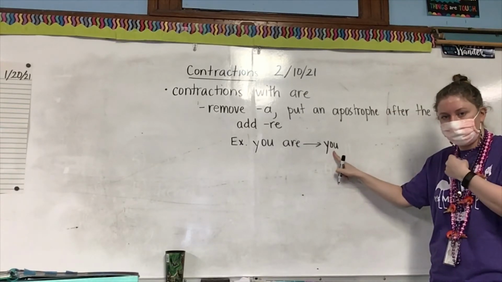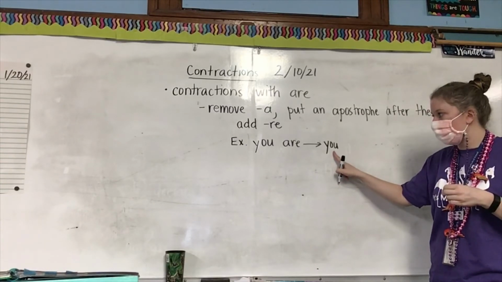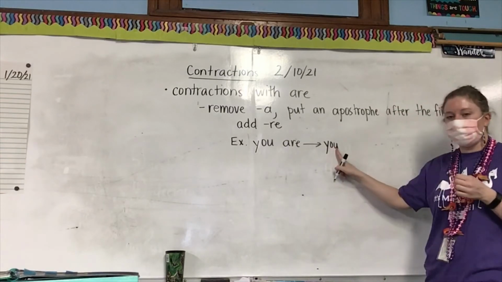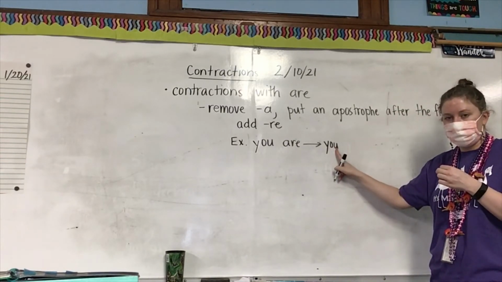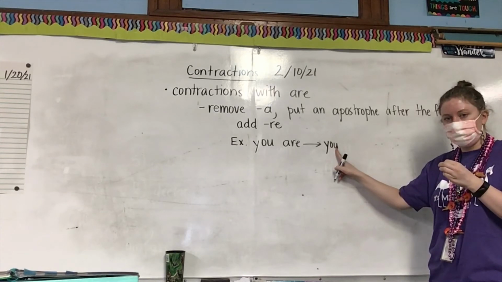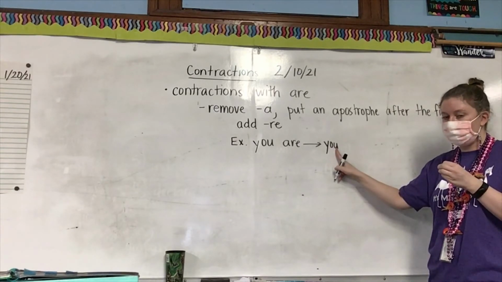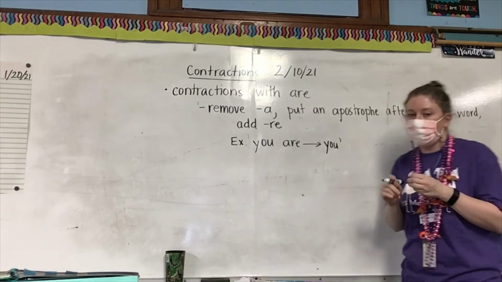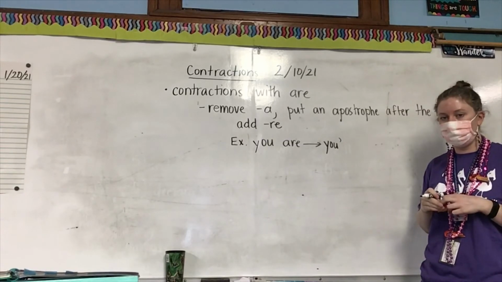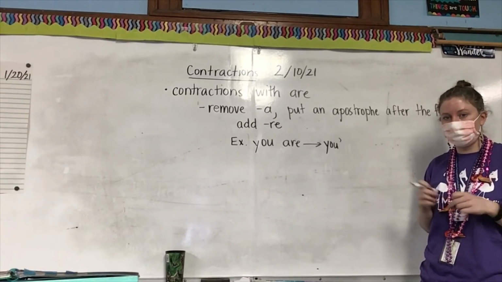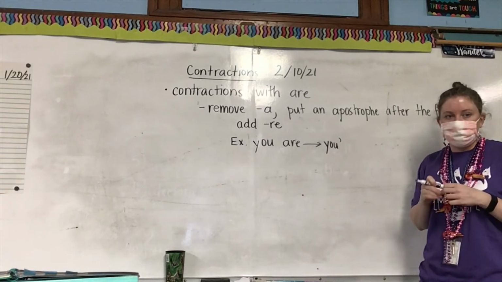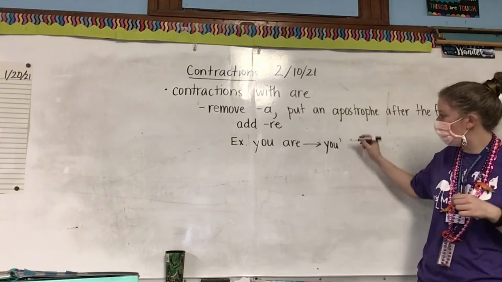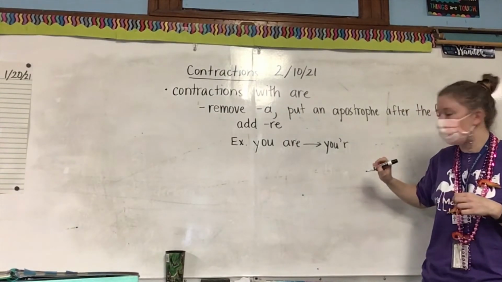You just wrote them. So as always, we write the first word. What comes after the first word? Remove an A and add an apostrophe. We put an apostrophe after the first word. And then we do what? Focus. We add R. Just R? Apostrophe R. Just apostrophe R.